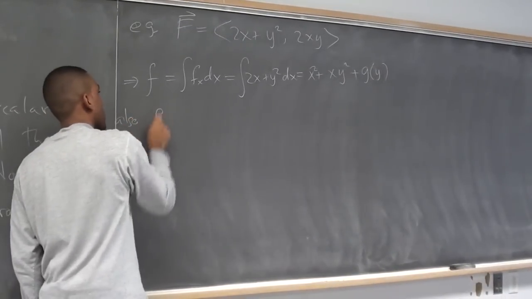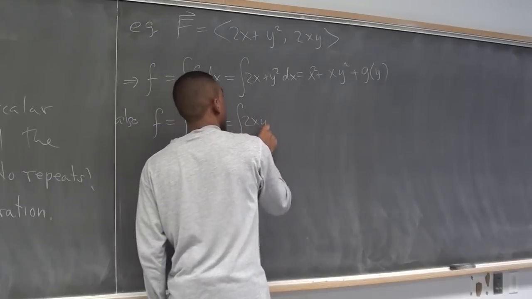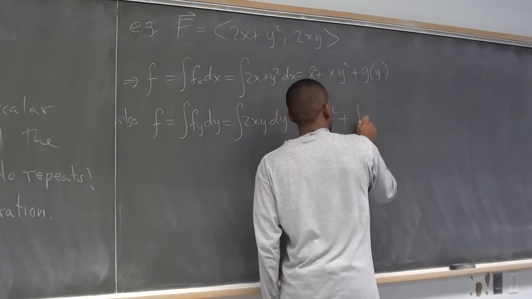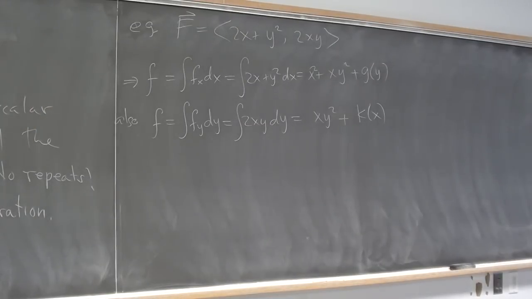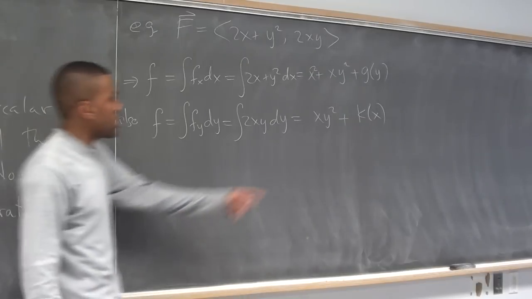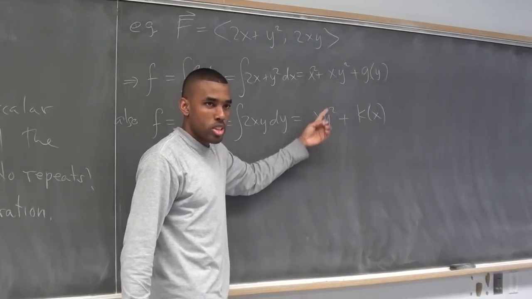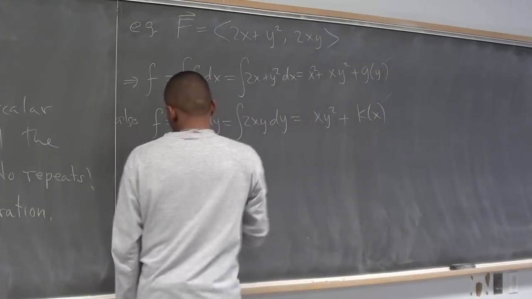Also, f is equal to the integral of fy dy, which is the integral of 2xy dy, which is just xy squared, plus some other constant of x. So you just integrate each part with respect to the variable you should integrate with respect to. That's the first step. The terms of your scalar function are just the terms that show up here, but no repeats. If a term shows up in both, you just write it down one time. And you ignore the constants of integration.